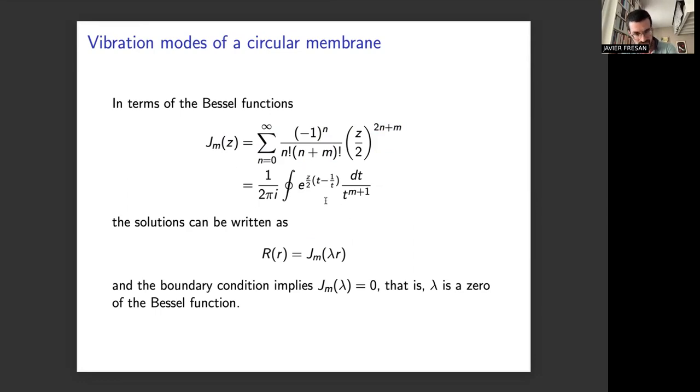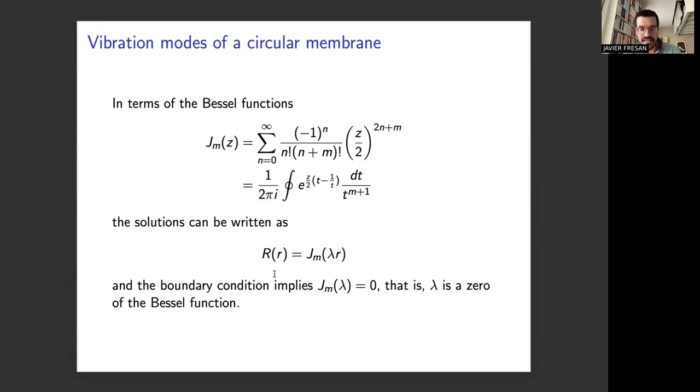So actually this is the integral of the exponential of z over two, t minus one over t, against this differential form where you see the order again. And if you use Cauchy's theorem, then you need to compute the residue, and then there's a 2 pi i appearing, so you divide by 2 pi i. Okay. So this is the Bessel function, which is the holomorphic solution to that equation.